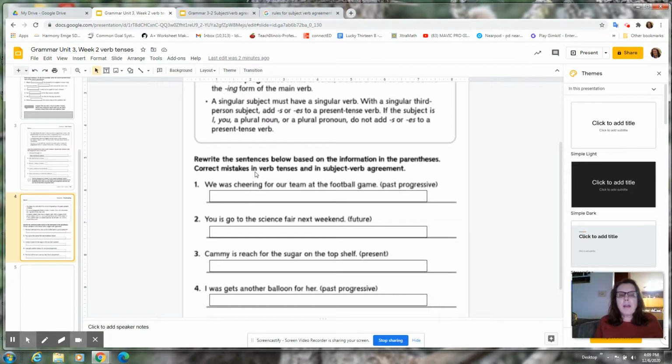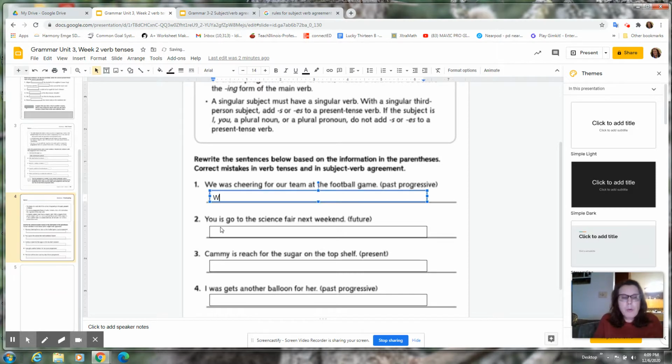All you have to do is rewrite the sentences based on the information in the parentheses. Correct mistakes in verb tenses and in subject-verb agreement. So this says that this sentence, they want it to be past progressive. So it says, we was cheering for our team at the football game. Okay, we is your subject. Your verb is was cheering. Okay, that's all we really have to look at. The rest of the sentence is going to stay exactly the same. So, and obviously our subject will too. So we're going to put we back.